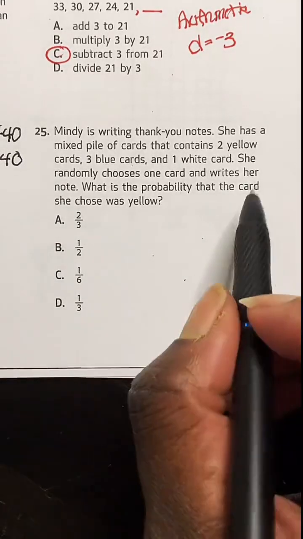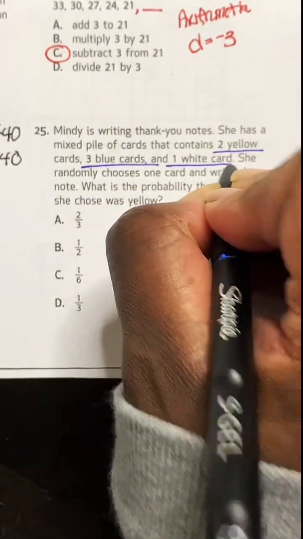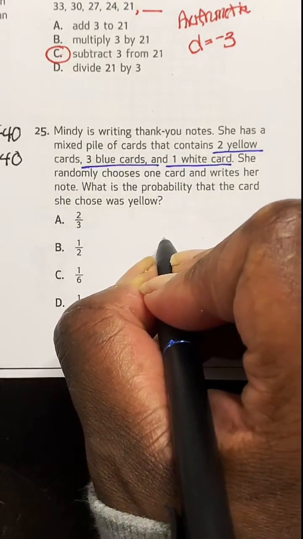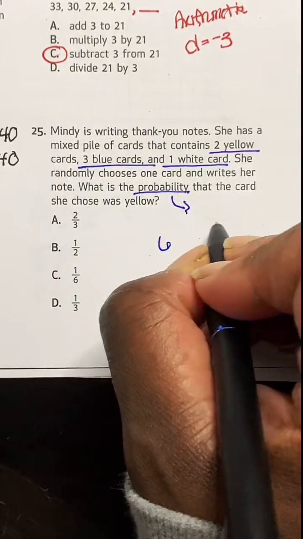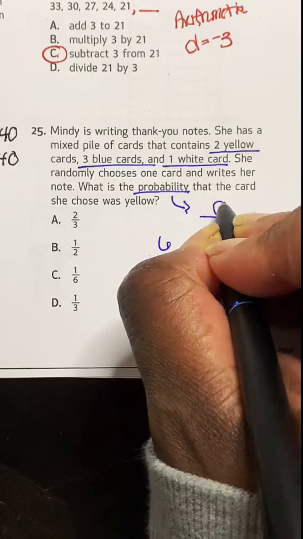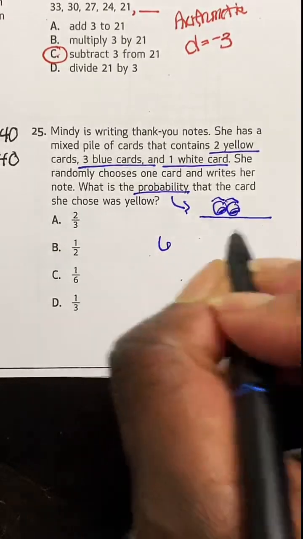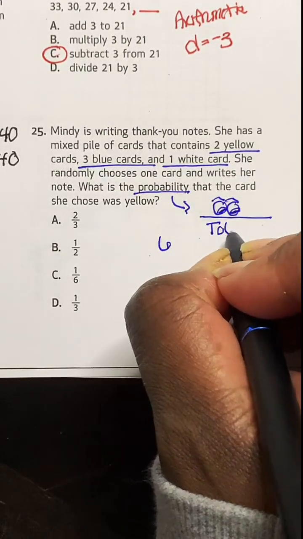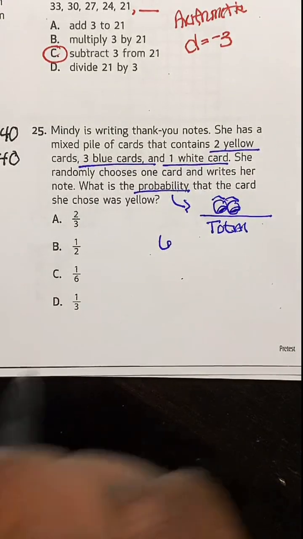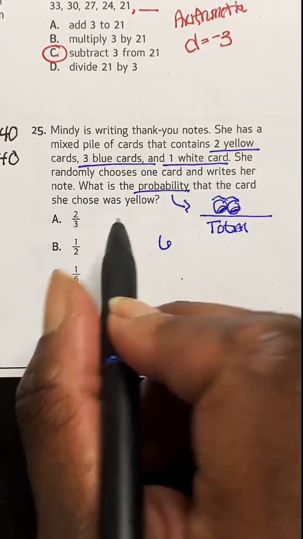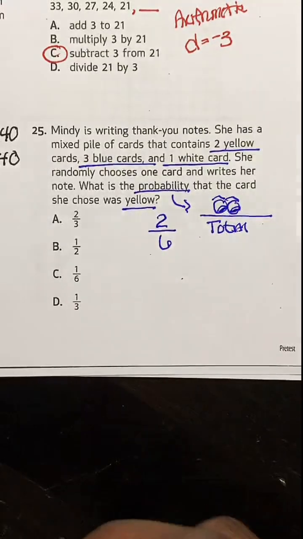All right. So first thing, we have 2 yellow, 3 blue, and 1 white card. So that's a total of 6 cards. When we're doing probability, it's what you're looking for over the total possibilities. So we know we have 6 cards total, right? And for the probability of her picking a yellow card, there were 2 of them.